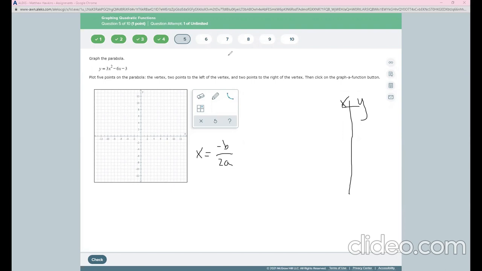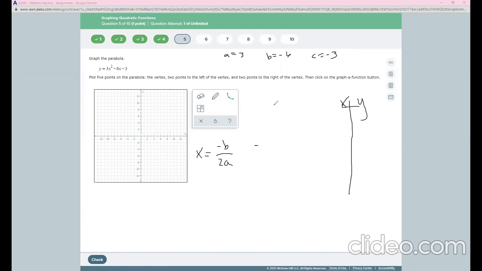All right, so a is 3. The number in front of the x squared is right there. That's a. B is -6. And C is -3. We don't need C right now, but we'll use it for the y-intercept. C is always the y-intercept. So let me plug these in.